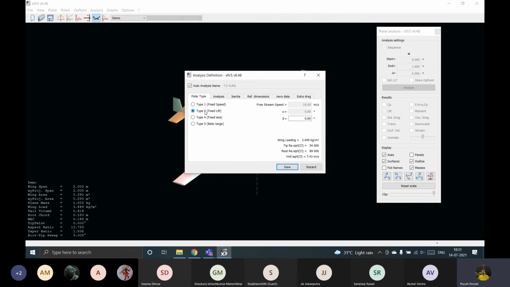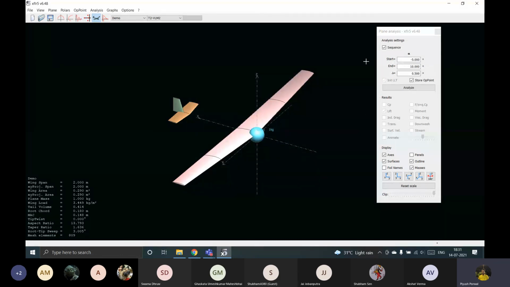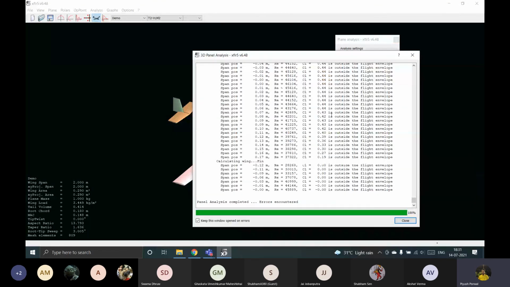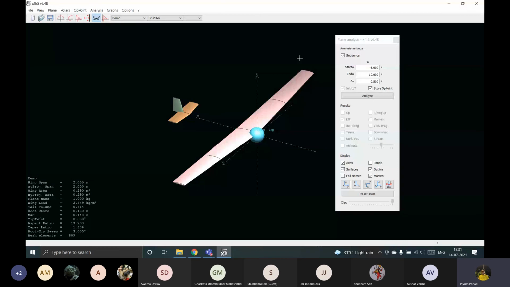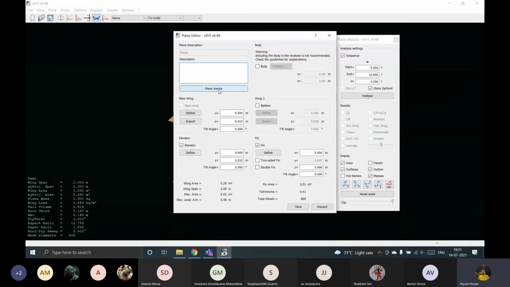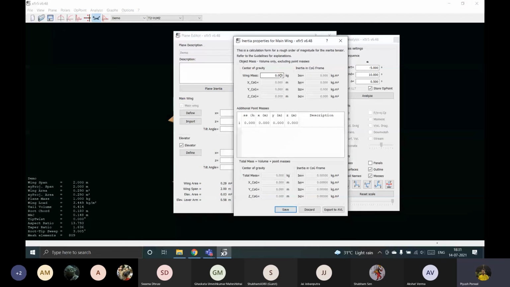We do the type 2 fixed lift analysis, but for the RC plane we do the beta range analysis. This will give you more flexibility. It will show you different lifts at different angles of attack. So for an RC plane we use beta range, but for a normal plane we use the fixed lift. So this is how you do it. When you click on the analysis, this is how... Oh, wait a minute. Yeah, 1 second. We have to give the wing as well. We have to add the wing mass as well.